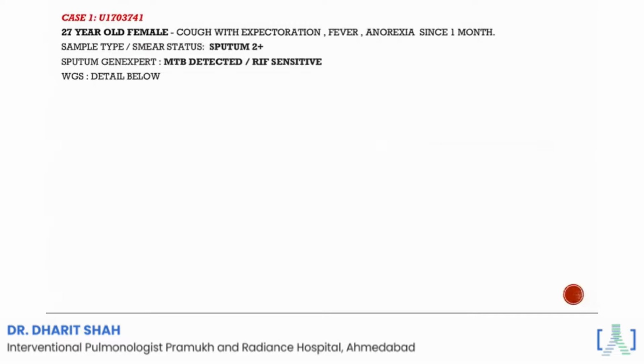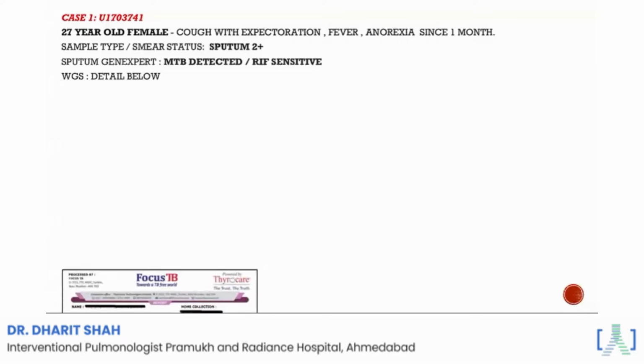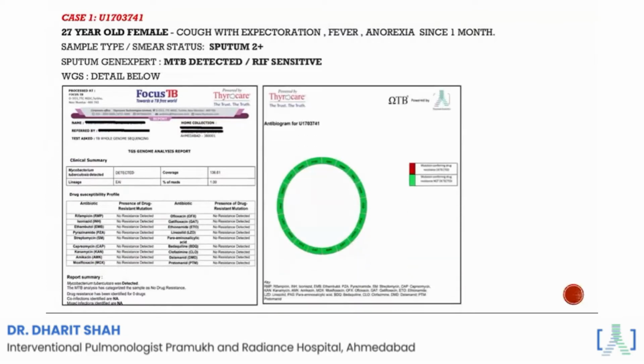So it is Mycobacterium TB infection. And sputum GeneXpert is MTB detected and rifampicin sensitive. But at the same time, we have also sent the sample for WGS and seen what the report is. It is the same as GeneXpert. But what is the advantage of this report?